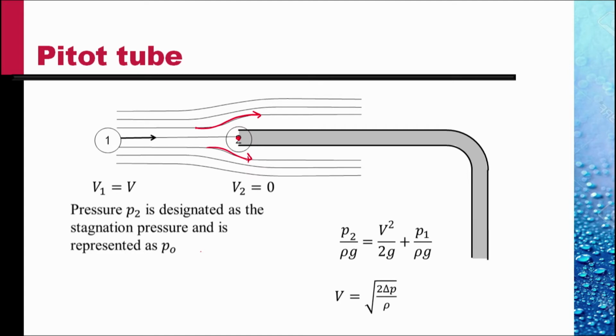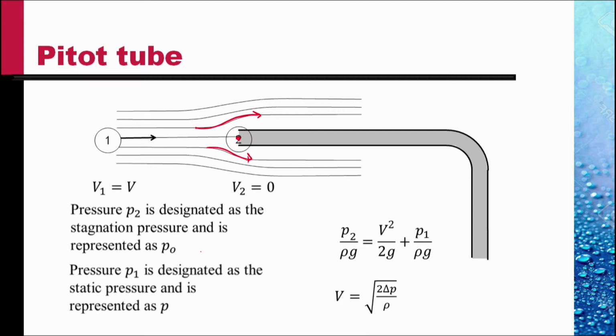Pressure P2 is designated as the stagnation pressure and is represented by P0. Pressure P1 is designated as the static pressure and is represented as P in most of the applications.